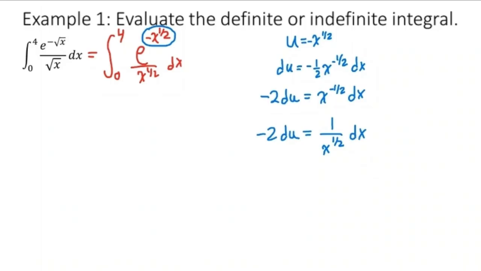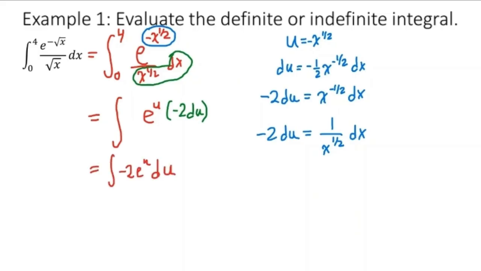Now let's start substituting the integrand before we start changing our bounds. Our e to the negative x to the 1/2 is going to become e to the u. Since we have the x to the 1/2 in the denominator, that is the same as 1 over x to the 1/2, because dividing by x to the 1/2 is the same as multiplying by 1 over x to the 1/2. So that is going to be replaced by -2 du. So our integrand becomes -2 e to the u du.